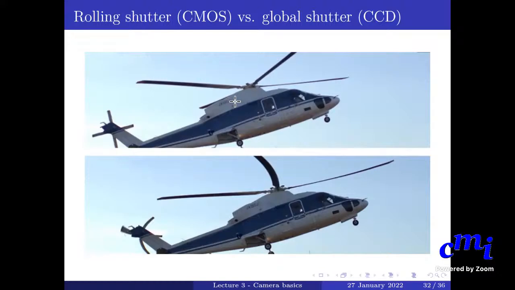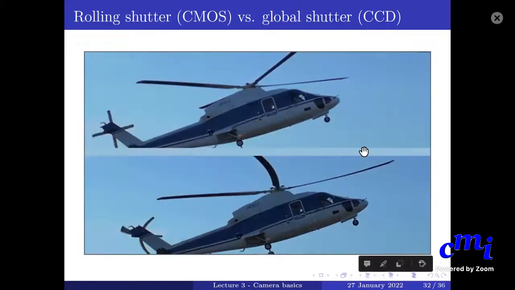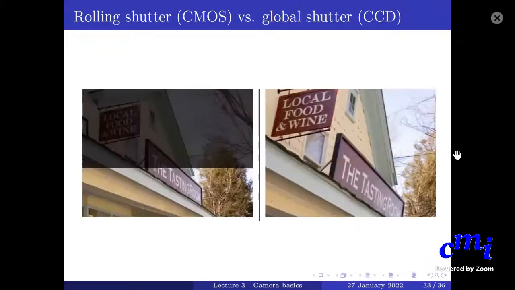All right. So this is the difference between a rolling shutter and a global shutter. This is one of the things, one of the artifacts. The other artifact is this. On the left hand side is an image with a rolling shutter. On the right hand side is an image with a global shutter.